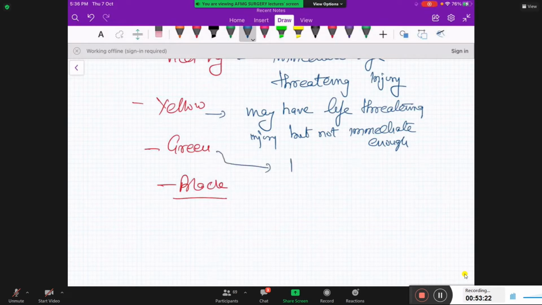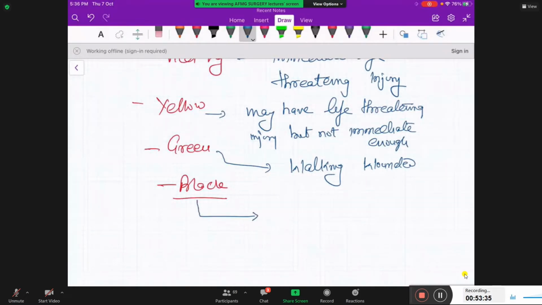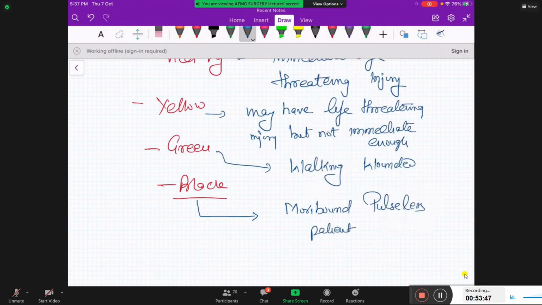Green tag is given to walking wounded patient, and black tag is given to moribund, pulseless patient. About to die is the immediate life-threatening one. So please understand this. Okay.